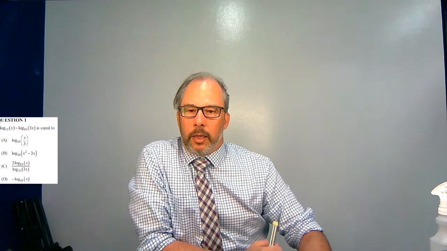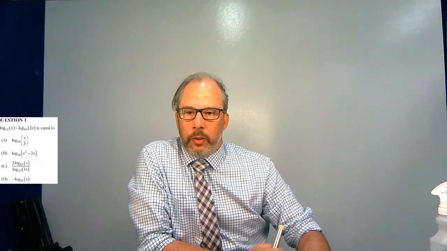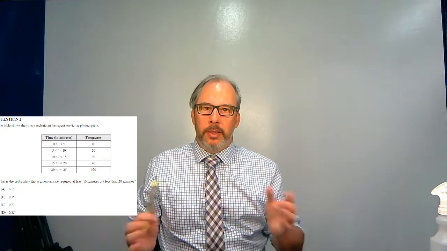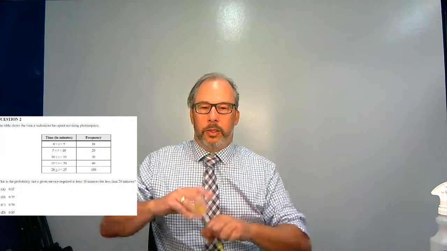Okay, the second question we are going to look at here is going to be the table shows the time a technician has spent servicing photocopiers. So they give you the information there. They want to know the probability that a given service required at least 10 minutes but less than 20 minutes. So in that particular question there, we're going to look at our table and get our information from there. So we look at the frequency.